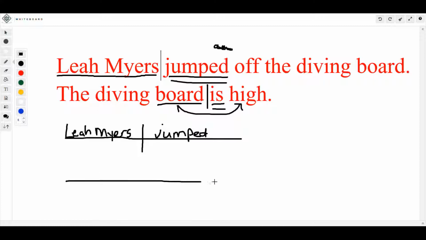So we're going to diagram the second sentence. The simple predicate is, and the simple subject is board. This kind of board is like a diving board, as you can see in the sentence. It's spelled differently than another board. So that's how you diagram a sentence. The word over here is going to be your simple predicate. The word over here is going to be your simple subject. All right, very good.